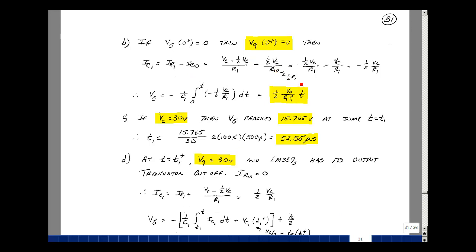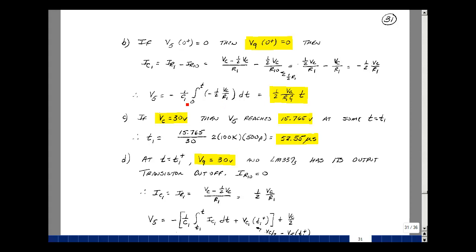We'll take the difference of those two. Now R10 is half of R1. This was a 50K versus a 100K resistor. So here I've got the difference of these two, which is going to be 1/2 V sub C over R1, and then I have 1/2 V sub C over 1/2 R1. The 1/2s cancel, and I get V sub C over R1. So the difference of these two is 1/2 V sub C over R1. So that's the value of the current that goes into that integration equation on the previous page.